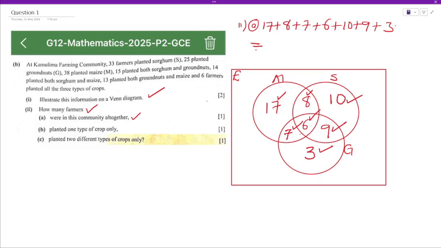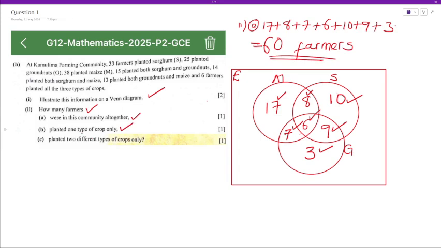Let me just add them in order. 17 plus 8 plus 7. I forgot to put a plus between 7 and 6. So 17 plus 8 plus 7 plus 6 plus 10 plus 9 plus 3. That gives me exactly 60. So we're dealing with farmers. So I'm supposed to say 60 farmers. That's our final answer.